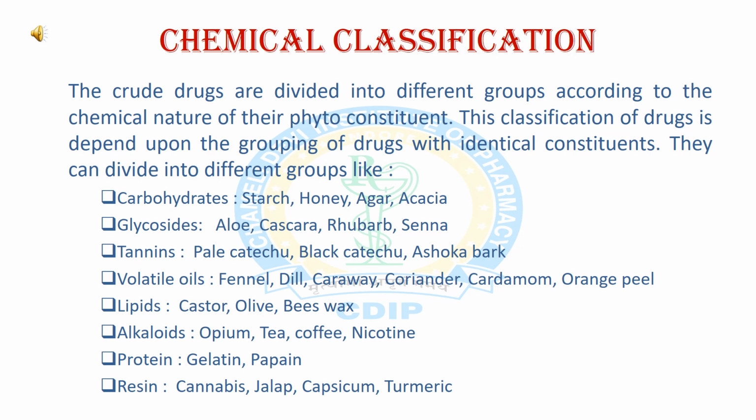Next is protein containing crude drugs. For example, gelatin and peppermint. Next is resin containing crude drugs. For example, cannabis, capsicum and turmeric. So this classification is based on the chemical nature of their phytoconstituents.